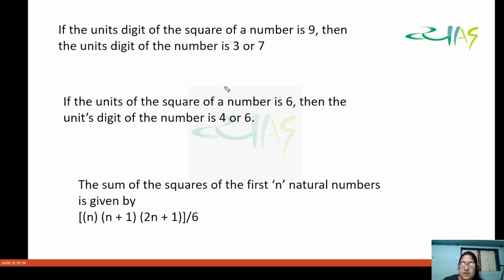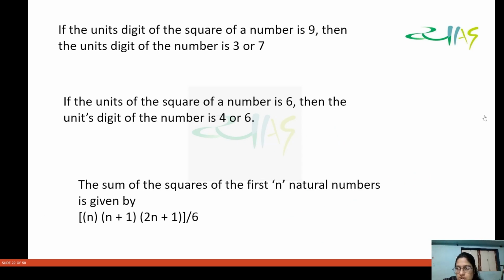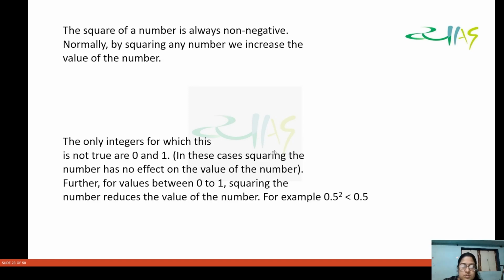अगर आपको 1 से लेके 9 तक नेचुरल नंबर के स्क्वायर का सम चाहिए, तो बेसिकली आपको क्या करना पड़ेगा, यहाँ n क्या है आपका, 9, so 9, 9+1 and what is here, 19, divided by 6. Okay, now obviously ये 3 हो जाएगा, ये 5 हो जाएगा और 19, आपका जो भी मल्टीप्लिकेशन का आएगा, so that will be the sum of the squares of the first natural numbers. So this is how we will do these questions. Now let's just move forward.